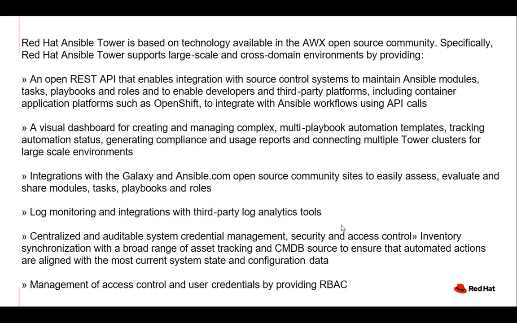There is an open REST API which enables the integration with the source control systems to maintain the Ansible modules. So if tomorrow you want to create a database, for example, or patch an F5 firewall, or a typical example, many organizations, for different reasons, have different firewalls at different sites. In that scenario, they can patch all of them together using the Ansible playbooks. You can automate your patching and upgrades using the Ansible playbooks. Log monitoring and integration with third-party log analytics tools is also possible using Ansible.